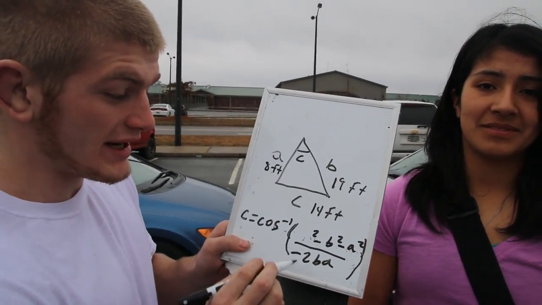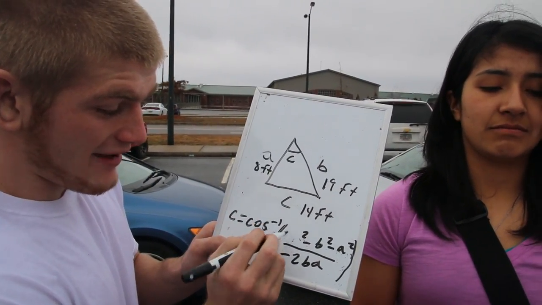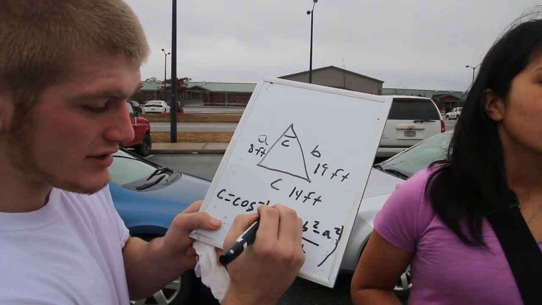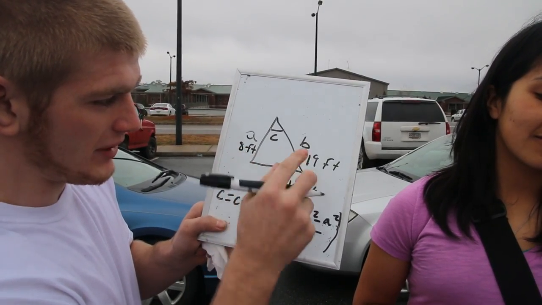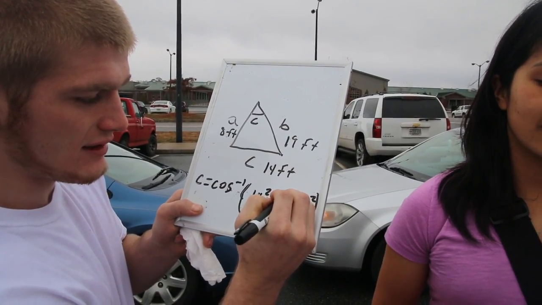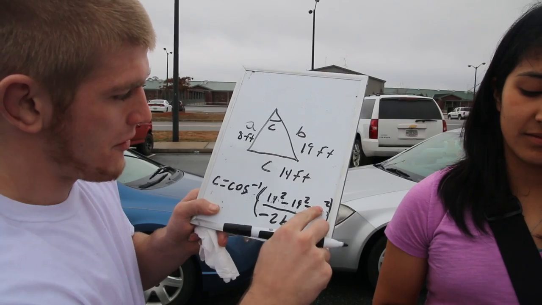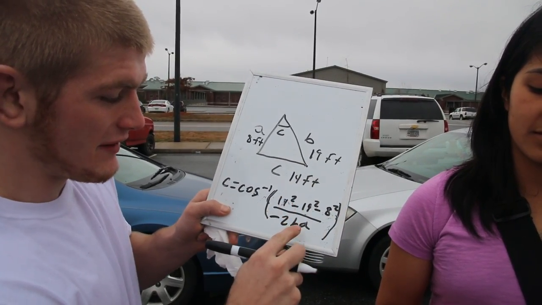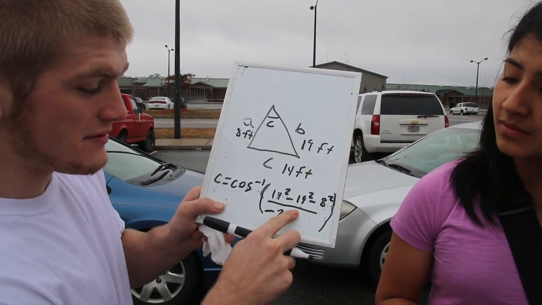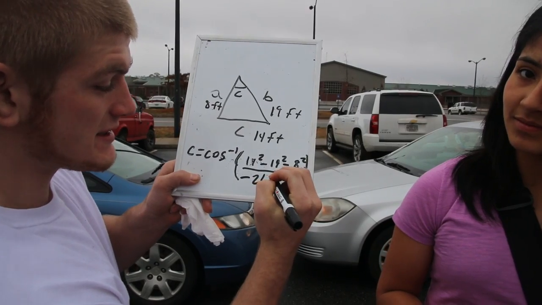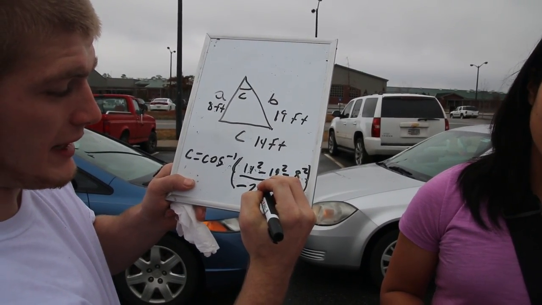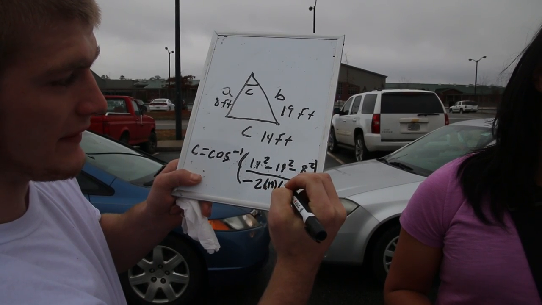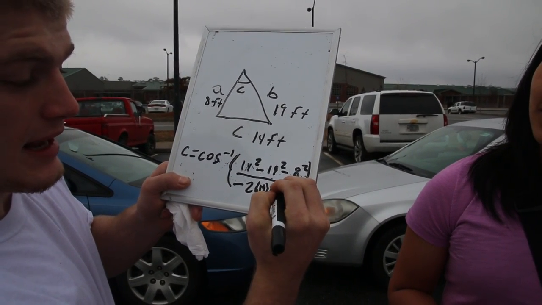So then we plug in our values. Now we have c that's going to be squared, so put 14. Raise the b, we're going to put 19. Raise the a, we're going to put 8. Then we're going to take these two and put them in parentheses. We're going to put 19, parentheses, 8.